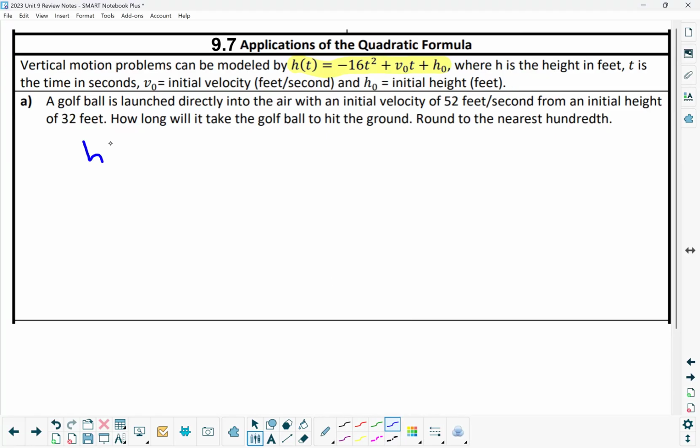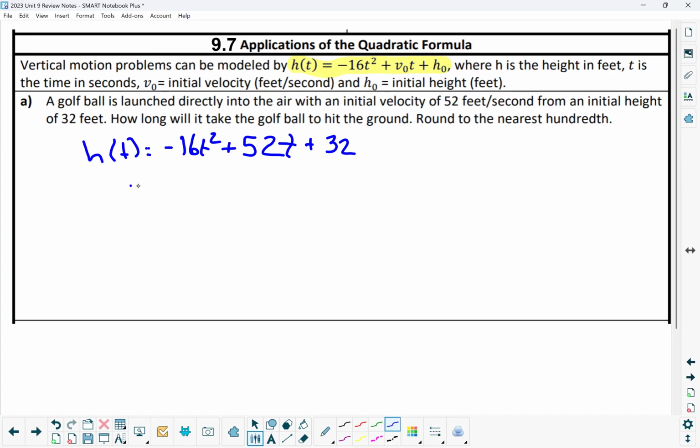The height at any time t is equal to negative 16t squared plus the initial velocity v sub 0, in the case of our problem of the golf ball, that is 52, t plus the initial height, and our initial height is 32. We want to find how long it takes the golf ball to hit the ground.